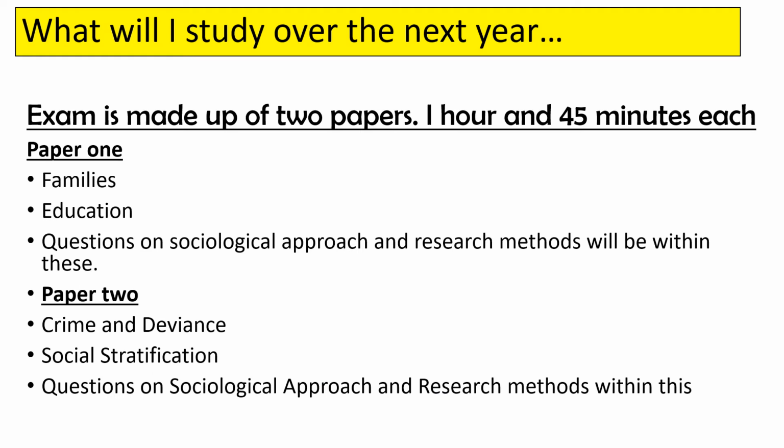Okay, so in sociology you'll have two exam papers, both of them an hour and 45 each. The first one we look at families, education, and there's questions on sociological approaches and research methods, so things like questionnaires, interviews, stuff like that. Paper 2, there's a focus on crime and deviance, social stratification, so that's where we look at equality really within society, and then there's questions again on the sociological approaches and research methods.